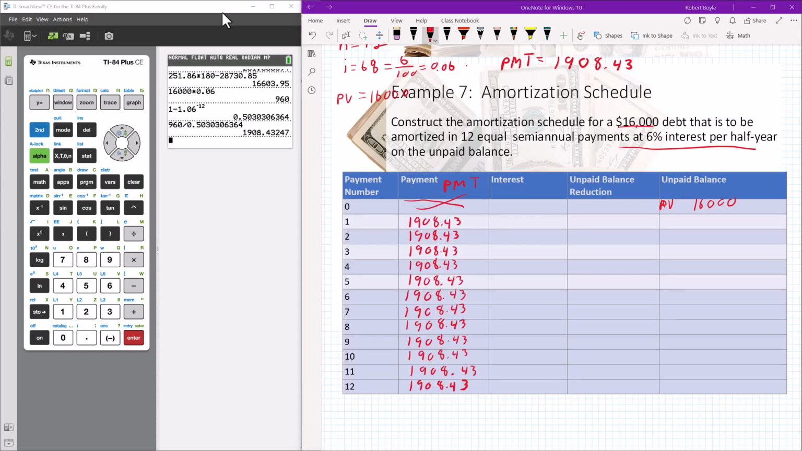Okay, there I am finished. Now, this column is the interest column. And this is going to be equal to the interest rate, which is I, or 0.06, times the unpaid balance of the previous row.